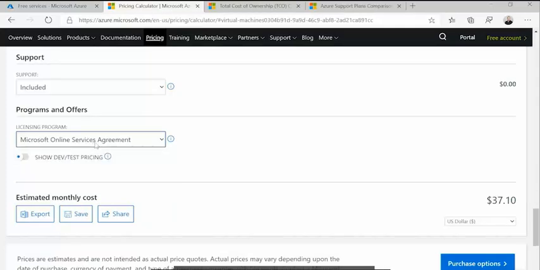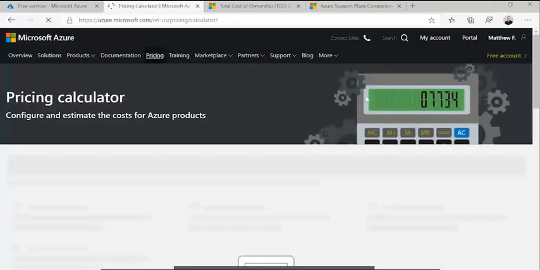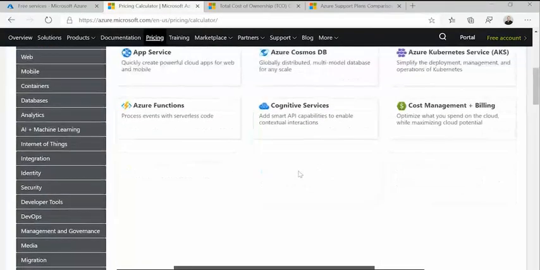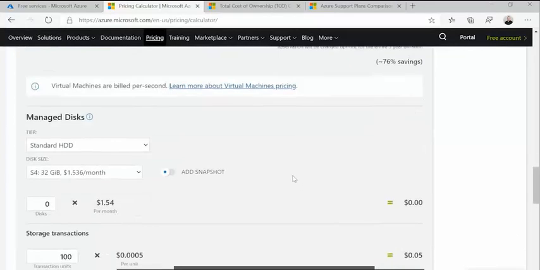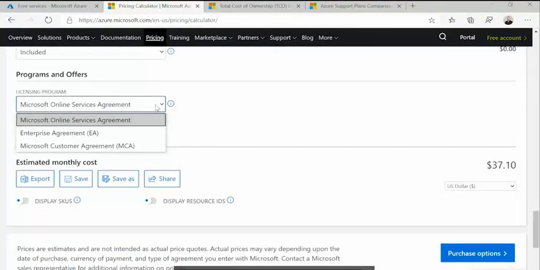But if you have an enterprise agreement or another agreement with us as a company, how do you get what that pricing is? One little quick trick. So all I'm going to do is up here in the right-hand corner, just sign in. I'm going to go ahead and sign in with my Microsoft credentials, and it actually auto signs in for me. I'm going to scroll all the way back down to my calculator. And now notice at the bottom of this list, it said Microsoft Online Services Agreement. Now it says EA Agreement.